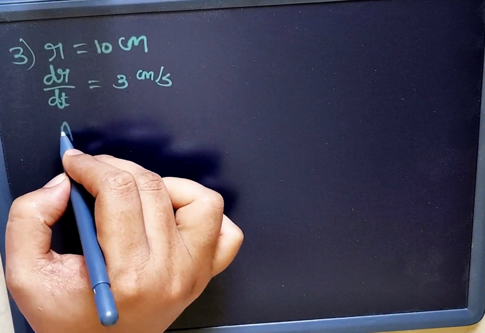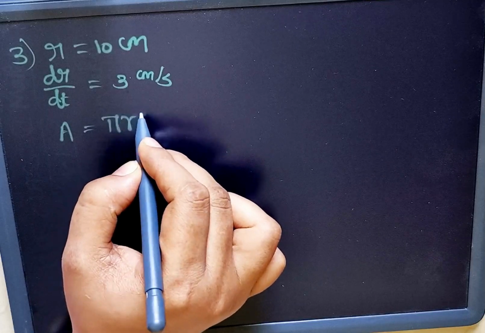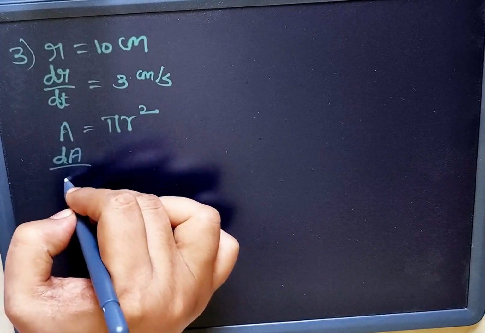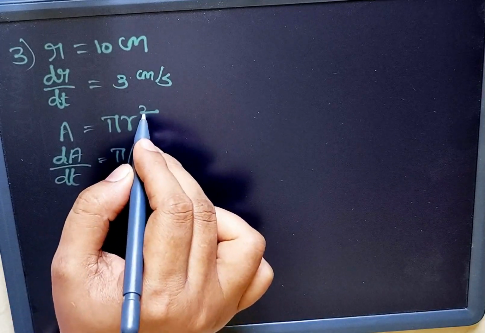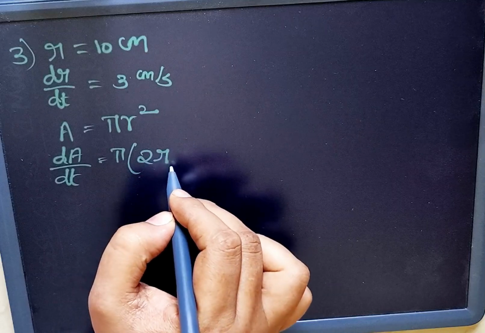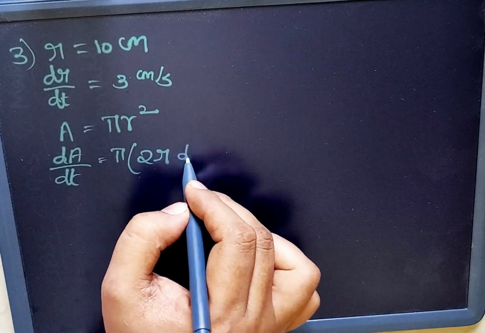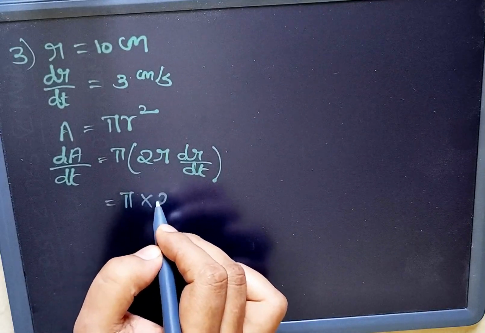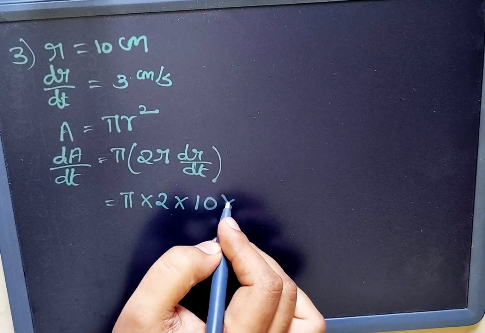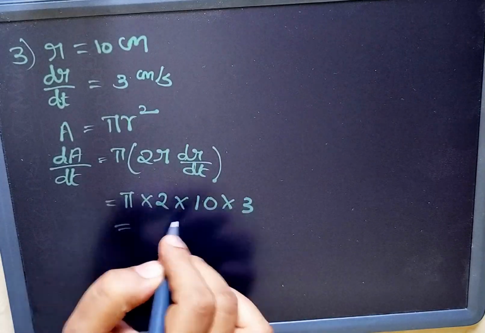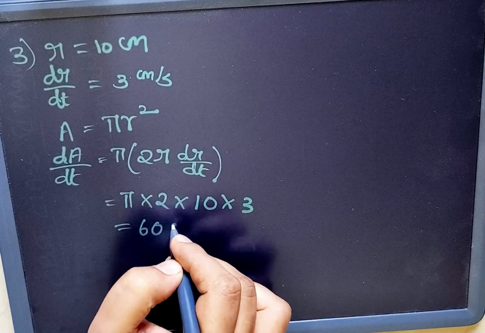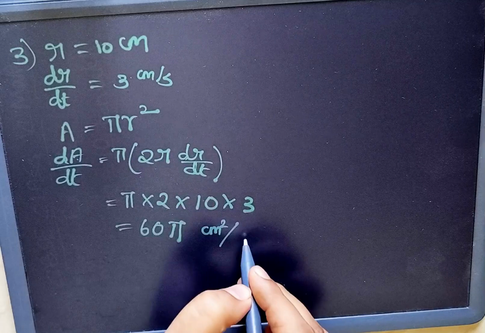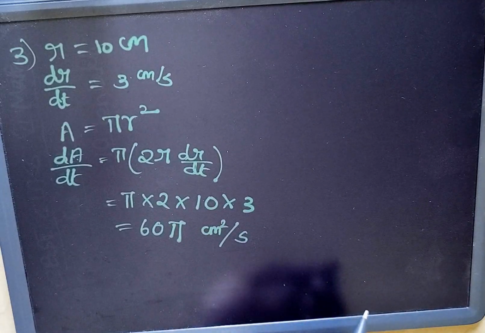Okay, again, like the first question, write the area, it is pi r square. Now we need to differentiate with respect to time. So dA by dt, pi is constant. When we differentiate this, applying the power rule, we get 2r into r differentiation with respect to t will be dr by dt. Substitute the values. So pi into 2 into r value they have given us 10, dr by dt is given as 3. When we multiply, 2 3s are 6 into 10, 60 pi, and for area it is centimeter square and time it is second. So centimeter square per second.